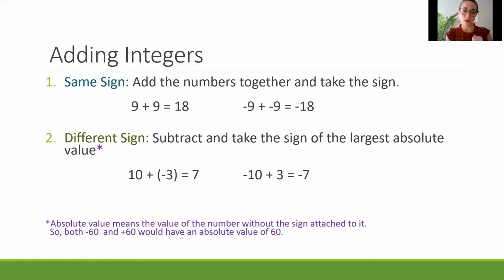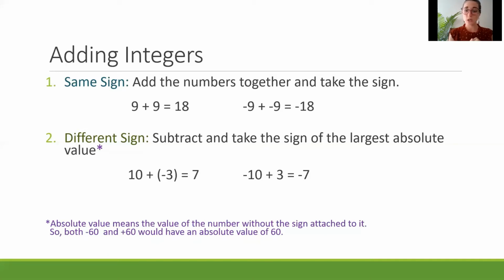So let's take a look at the first one. So it says we need to subtract the numbers and take the sign of the largest value. So this one says 10 plus negative 3. So different signs, right? With a negative 3 and we have a 10. So because they're different, I'm going to say, okay, instead of adding, I'm actually just going to subtract. So it's going to be 10 minus 3. Then the answer is 7.